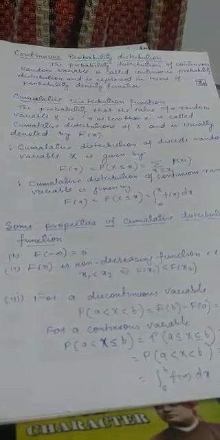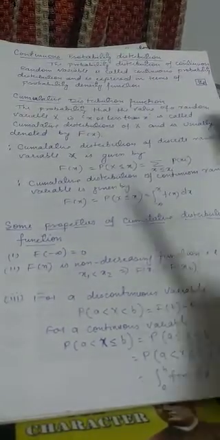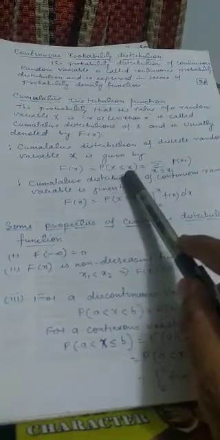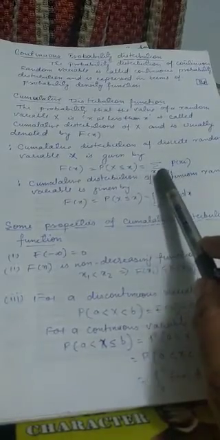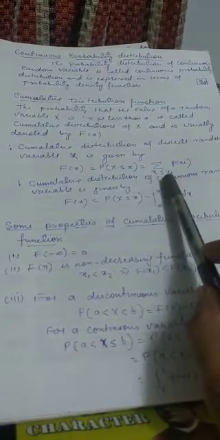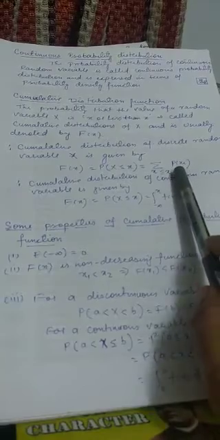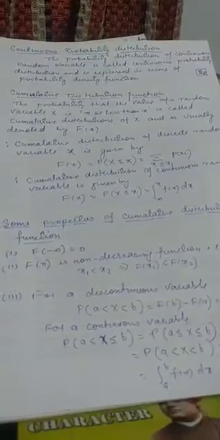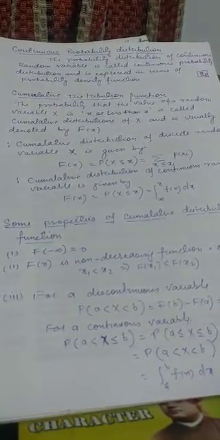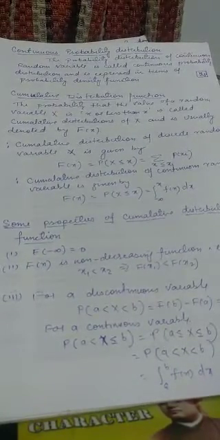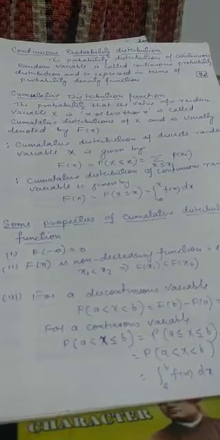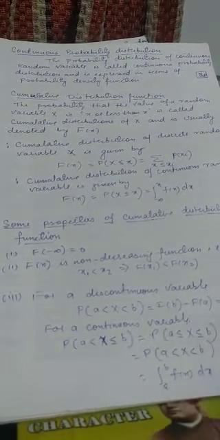We can see here that capital F of x equals P of capital X less than or equal to x, which equals the summation over xi less than or equal to x of P of xi. The cumulative distribution of a continuous random variable is given by F of x equals P of X less than or equal to x, which is the integral from minus infinity to x of f of x dx.